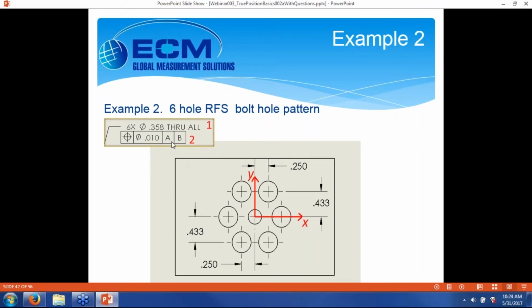Another thing to notice here is that it's constrained to A, which was the bottom of the block, and B, which was this hole in the center, right? The datum scheme in our feature control frame doesn't fully constrain the part. And what that means is, in real life, we'd be able to rotate this part a little bit to make things look better because it's not fully constrained.